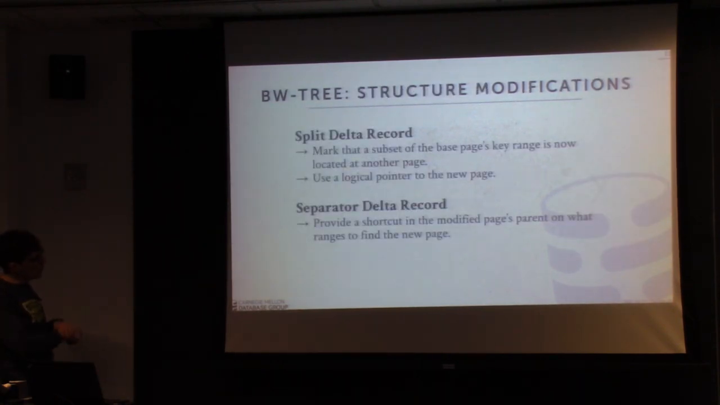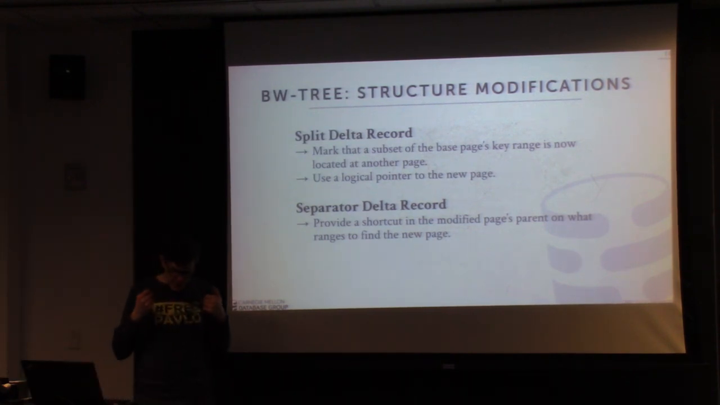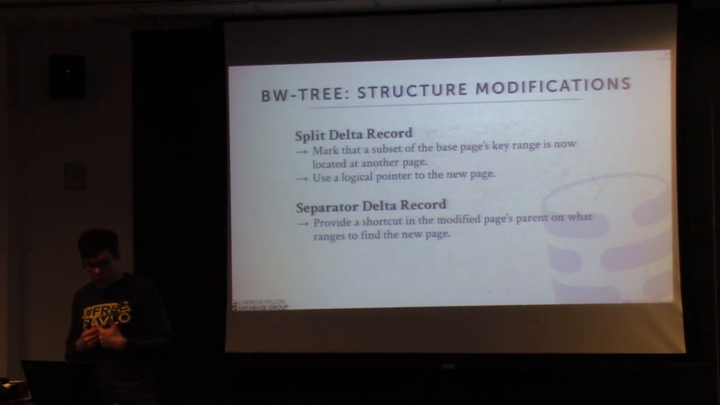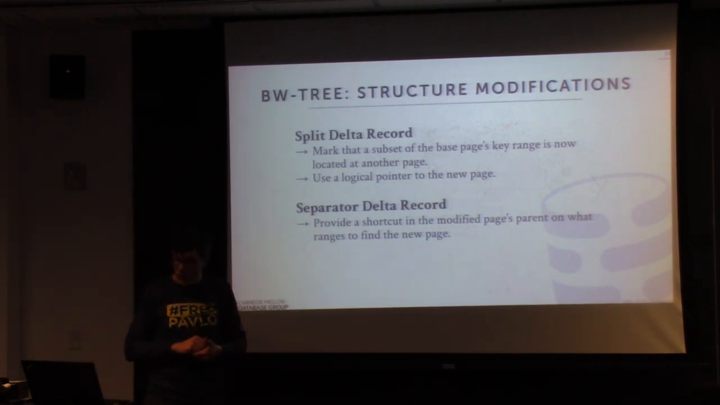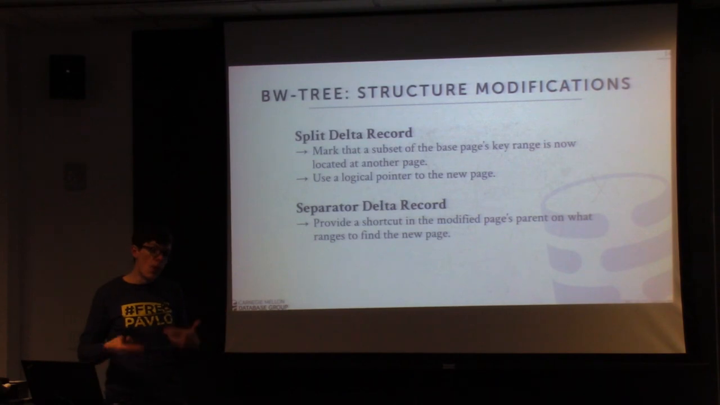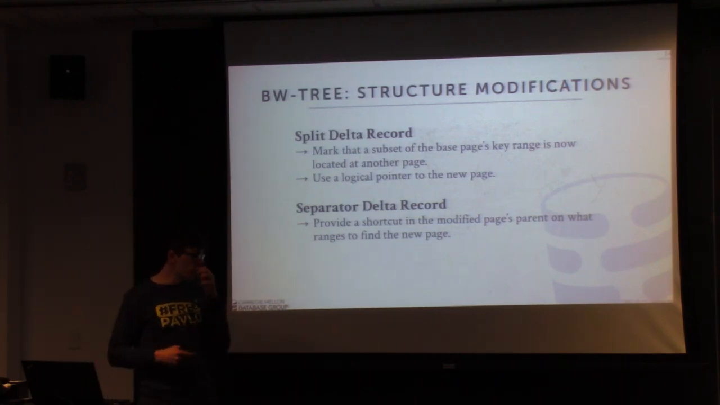All right, so now we got to talk about structure modifications. So as I said before, it's a B-plus tree at its heart, so we need to be able to do splits and merges. So I'm just going to show an example of how to do a split. The merge is essentially the same thing, but just in reverse.